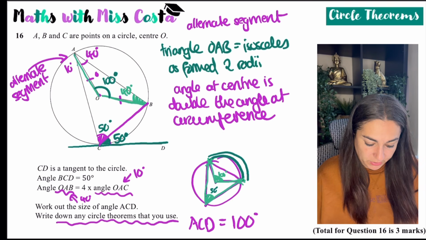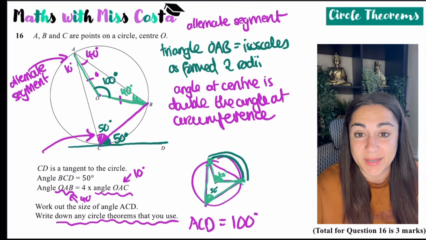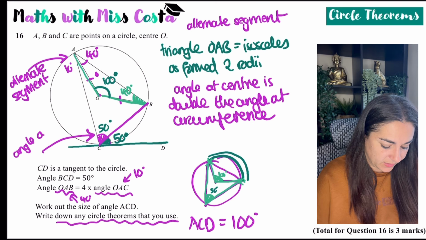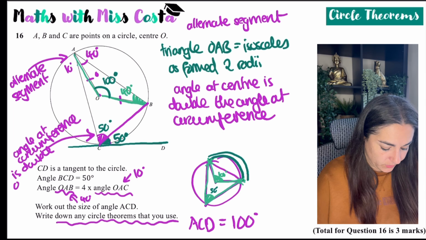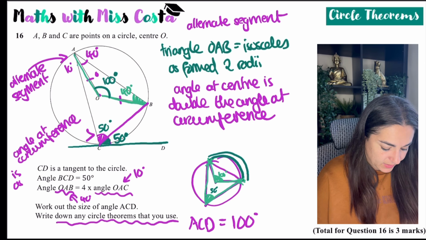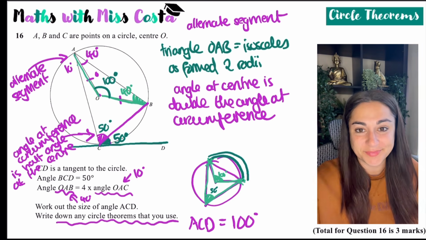The circle theorems that you used would have been the alternate segment, and then here, if you're super lazy, but I wouldn't recommend, you could have just said angle at circumference is half the angle at the center, because it's the other way around. And that's how we do that question.